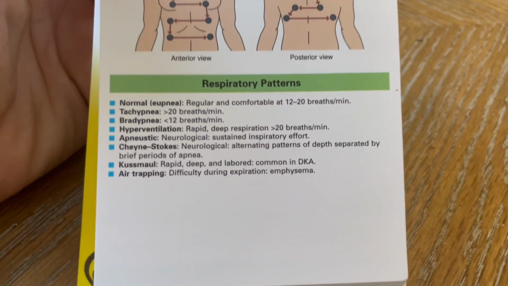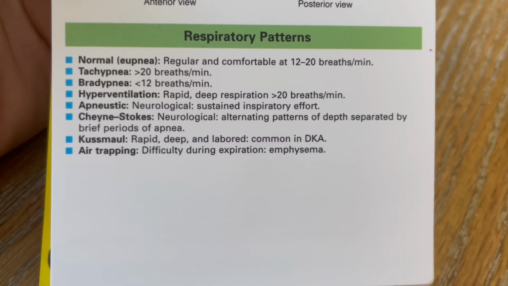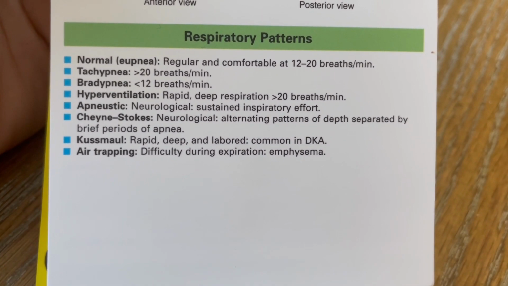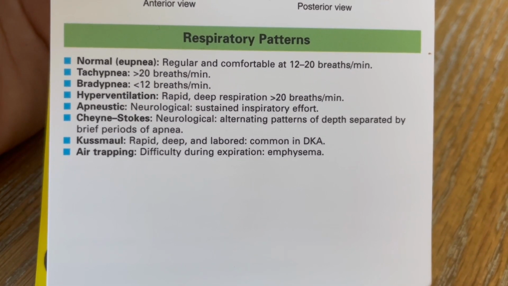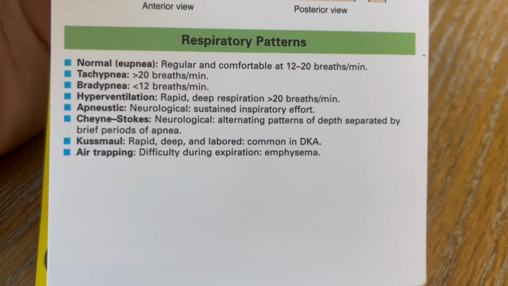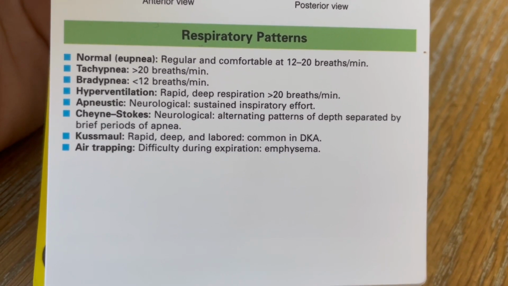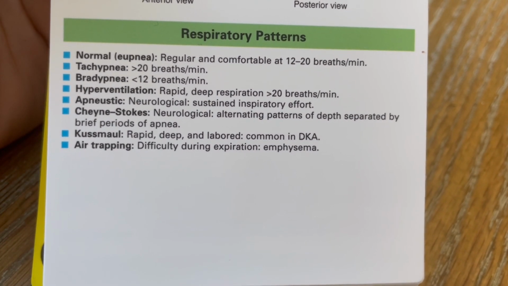Really quickly, just be mindful of your respiratory patterns. For example, your normal breathing rate is going to be 12 to 20. Anything above 20, always remember it's tachy because it's fast, right? Anything below 12, it's going to be brady because it's slow. Now, if a person is hyperventilating, always remember that it's rapid, deep respirations that are more than 20 breaths.